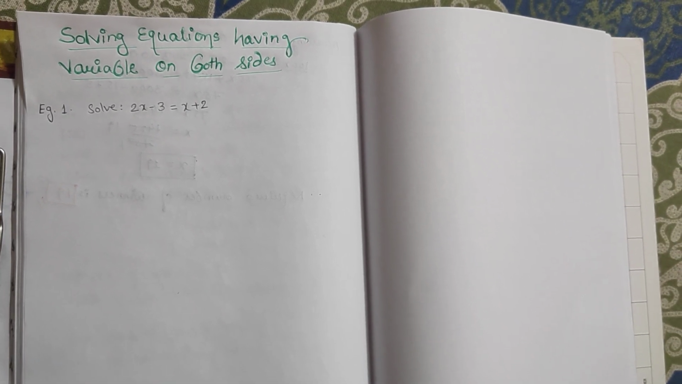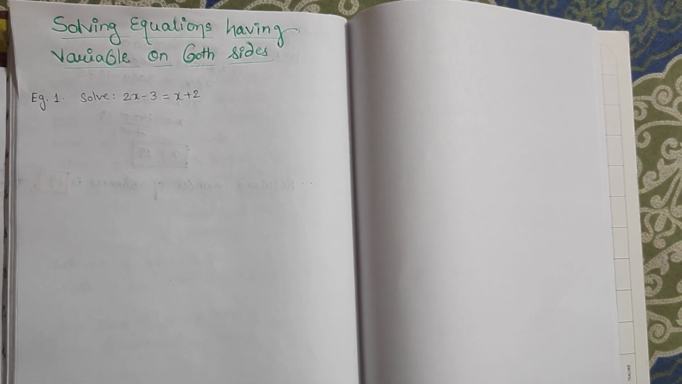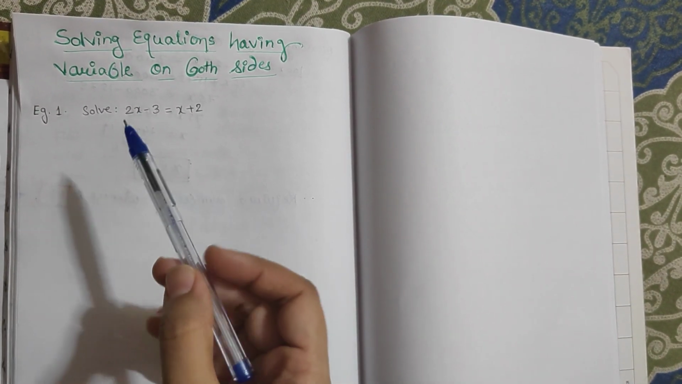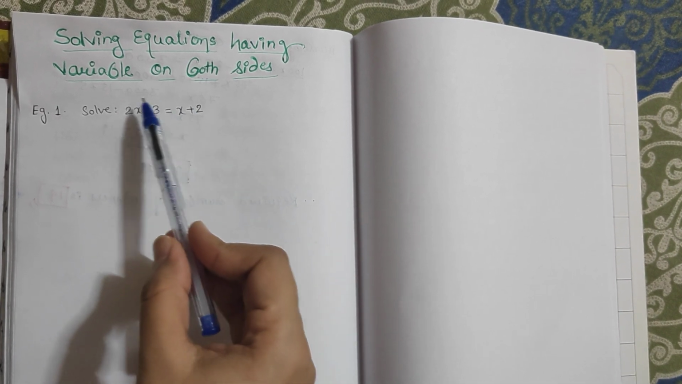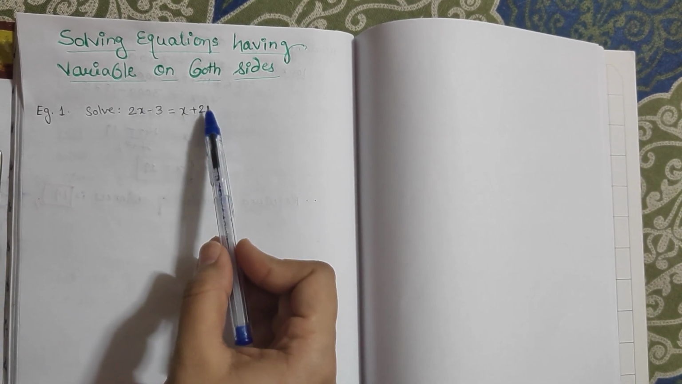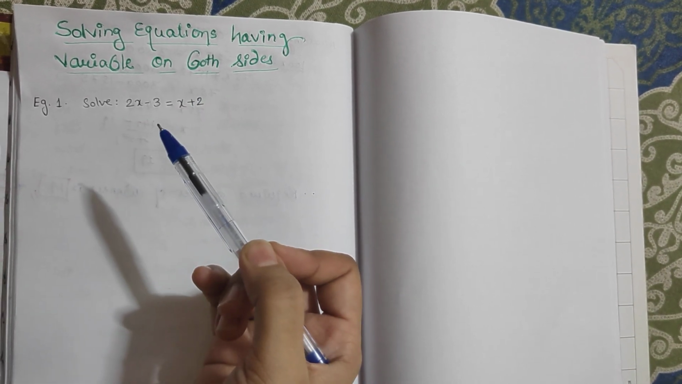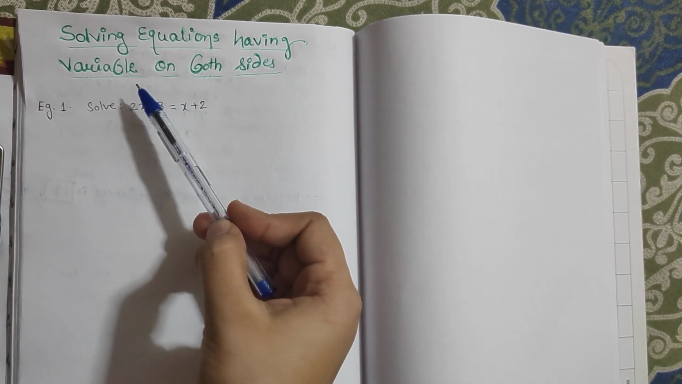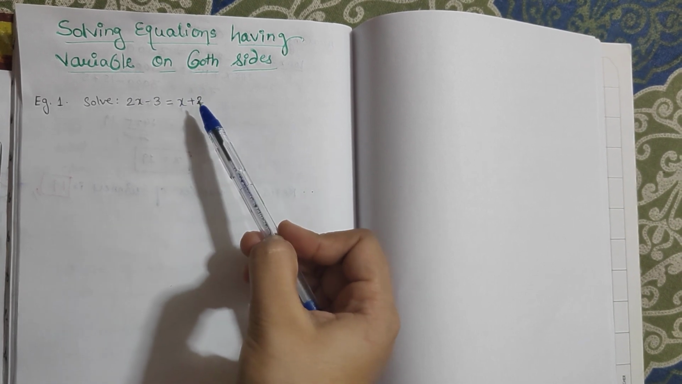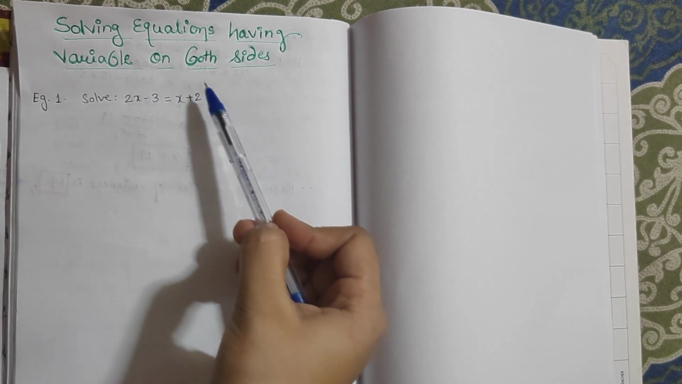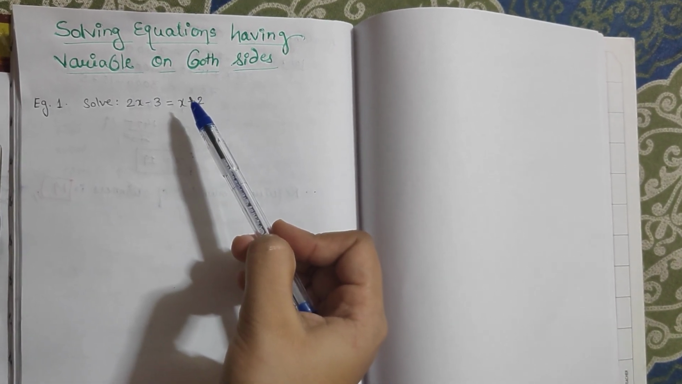Okay students, till now we have completed exercise 2.2 of chapter 2, that is linear equations in one variable. Till now we have seen the equations where the variable is on one side while on another side there were only numbers. Now we are going to see the equations in which the variable will be present on both the sides, that is in LHS also and in RHS also. Okay, now let us see how to solve such questions.